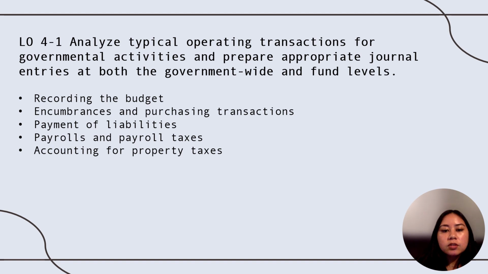Two important terms that fall under property taxes are non-exchange revenue and imposed non-exchange revenue. Non-exchange revenue is when the government receives value without directly giving equal value in exchange, and imposed non-exchange revenue is a category of non-exchange revenue, such as property taxes, fines, and forfeitures.